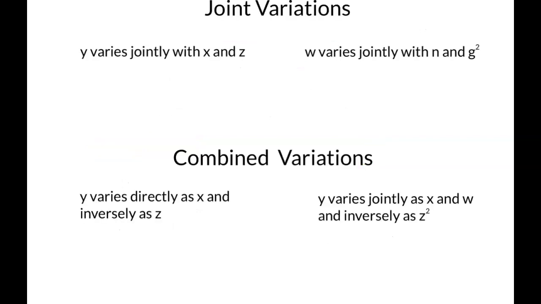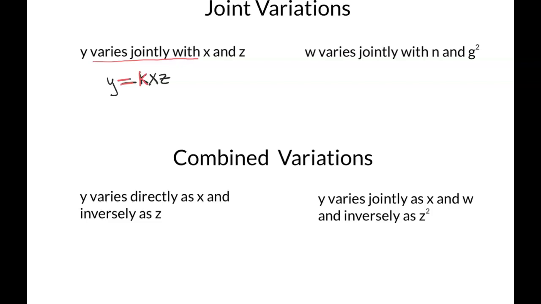Now there are a few special cases of variations. One is called joint variation and one is called combined variation. A joint variation has the wording varies jointly with. If that's the case, you translate it the same way as a direct variation, because it means y varies directly with two things, x and z. So when you see varies jointly with, you still write equals k.